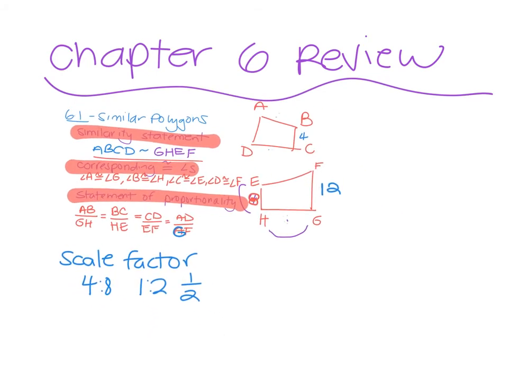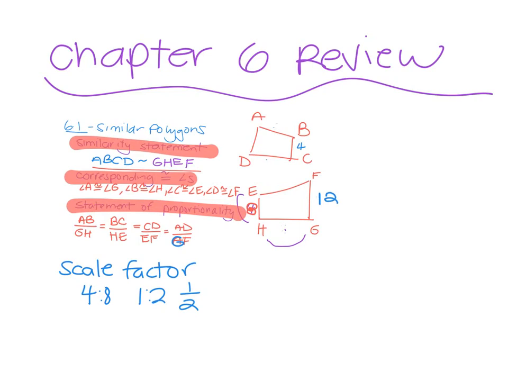If it said from E, F, G, H to A, B, C, D, what changes? So if I said, give me the scale factor of E, F, G, H to A, B, C, D, it flips it, it would be 2 to 1. So pay attention to the directions, okay? If it didn't say it either way, it just says scale factor, then you could give either answer.